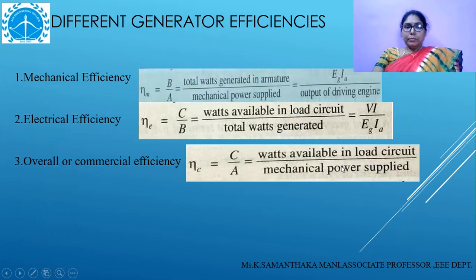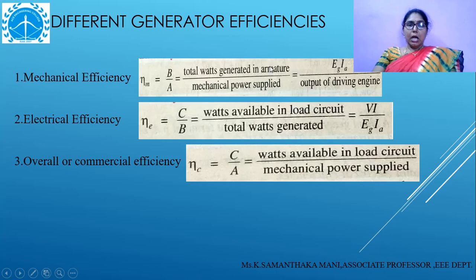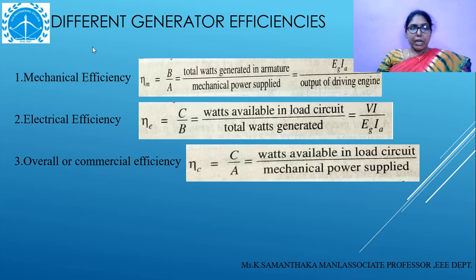Now for any machine, calculating its efficiency is very much required, and based on that efficiency we can know the performance of the DC generator. Coming to the generator efficiency, there are three categories of efficiencies: mechanical efficiency, electrical efficiency, and finally the commercial efficiency, also called overall efficiency.